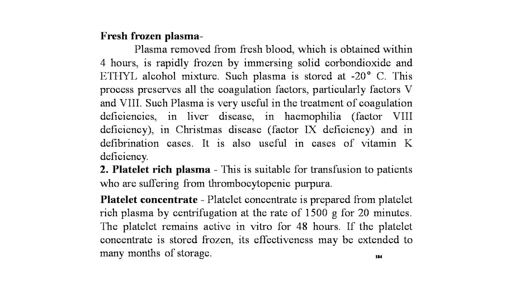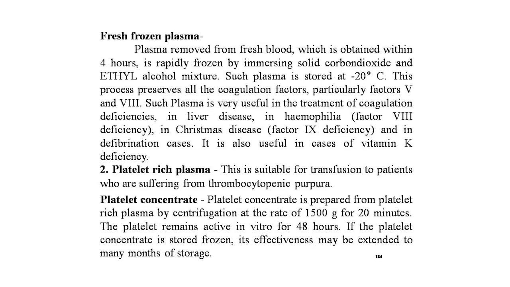Now the next derivative is the fresh frozen plasma. Plasma removed from fresh blood, which is obtained within 4 hours, is rapidly frozen by immersing in a solid carbon dioxide and ethyl alcohol mixture. Such plasma is stored at -20 degrees centigrade. This process preserves all the coagulation factors, particularly factor 5 and factor 8, which are important in coagulation.